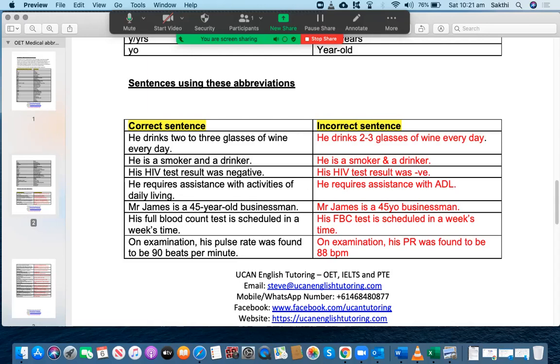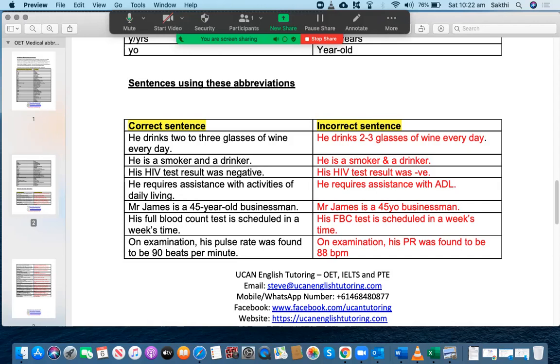Look at this. He is a smoker and a drinker. We use the ampersand symbol here. When you write it down, you have to write: he is a smoker and a drinker, AND. Look at the next one. Each HIV test result was negative. So it's minus VE, which means we have to expand it as negative. His HIV test result was negative.